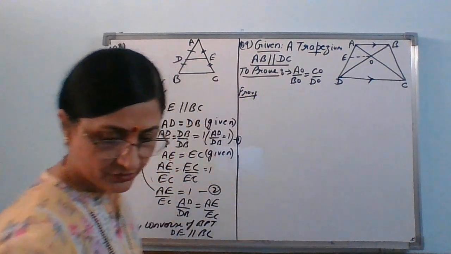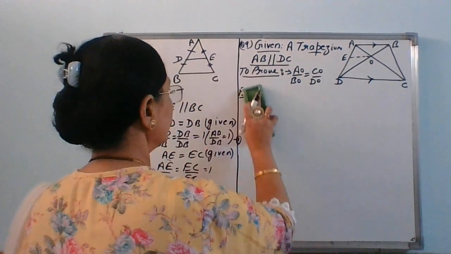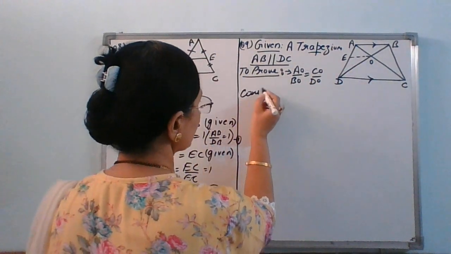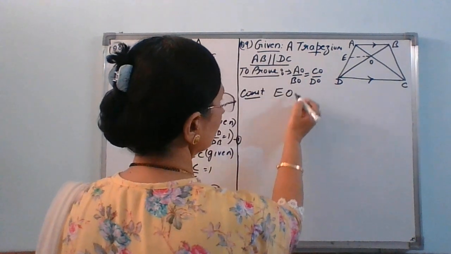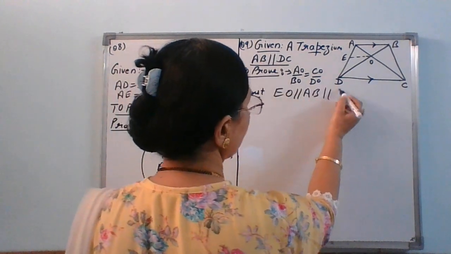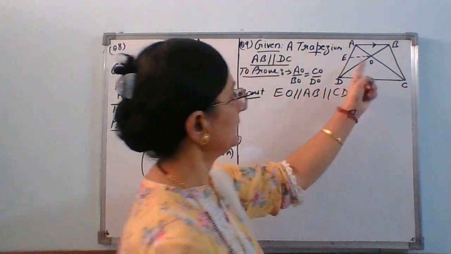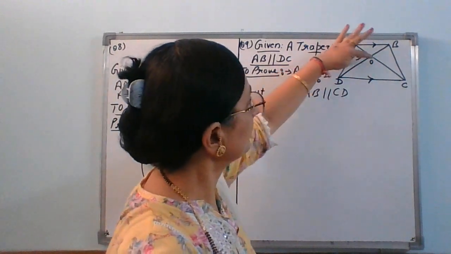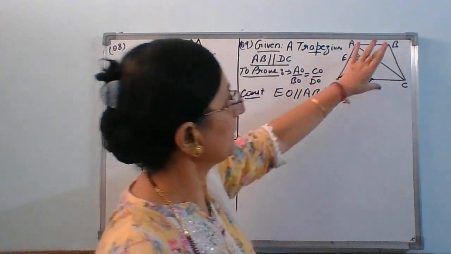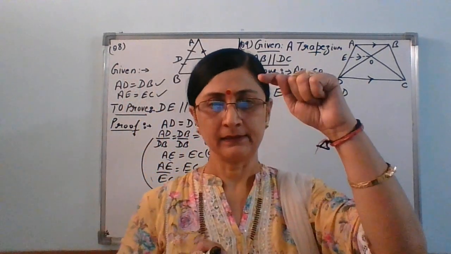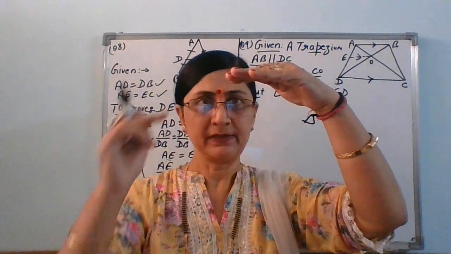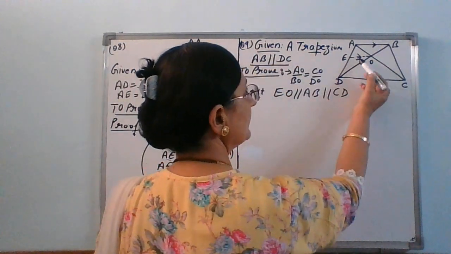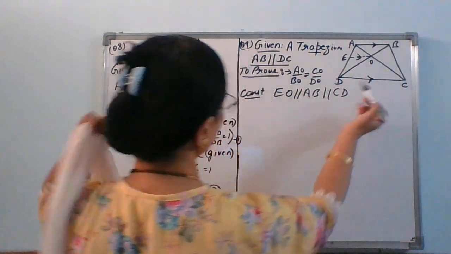First we have to do the construction here. So the construction part is this one. You have to draw EO which is parallel to AB as well as parallel to CD. If you draw EO parallel to AB, then obviously EO will be parallel to CD also, because the two lines are parallel to each other. If two lines are parallel and you draw a third line parallel to one of them, it is also parallel to the other. So this is parallel to this also.